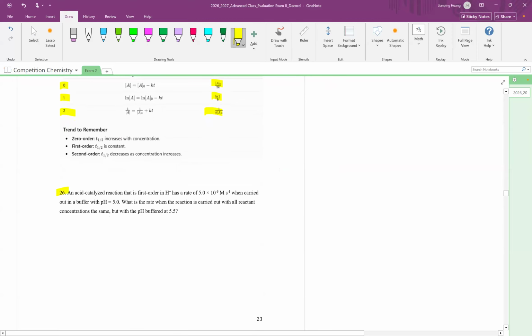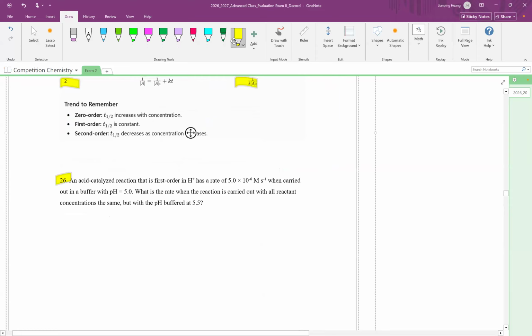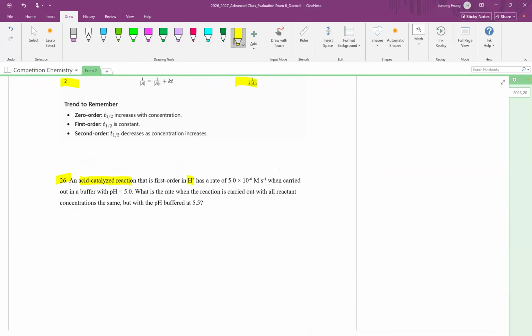26. This is a good question. I like this question very much. Why? Let's look at it. The catalyzed reaction is first order, okay, it's the first order. That's the rate. When pH equals what? Buffer 5.0. What's the rate when the pH buffer goes to 5?